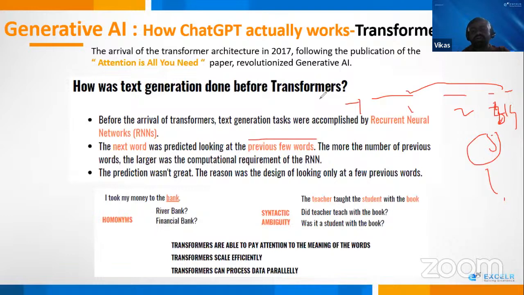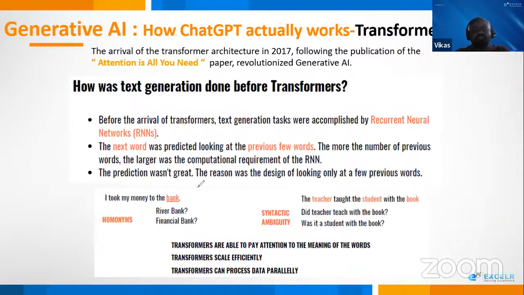And when we are trying to understand this machine translation work, what kind of difficulty were they facing? Let's take an example, and it will explain what the problem actually was. Let's say they are saying: I took the money to the. Okay, till here we have written a sentence, and now my job is to predict the next word, right? Predict the next word. And what the recurrent neural network was doing is it was taking I, it was taking took, it was taking my money to the bank.